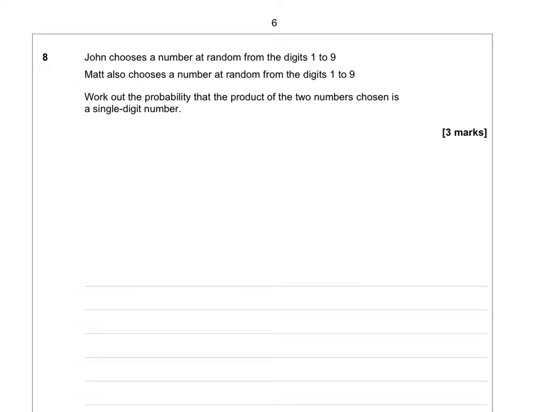Question 8. John chooses a number at random from the digits 1 to 9. Matt also chooses a number at random from the digits 1 to 9. Work out the probability that the product of the two numbers chosen is a single-digit number. Product means we multiply, it does not mean we add. We're going to draw a quick sample space for each of the number choices.